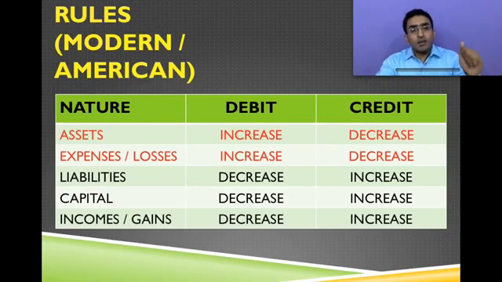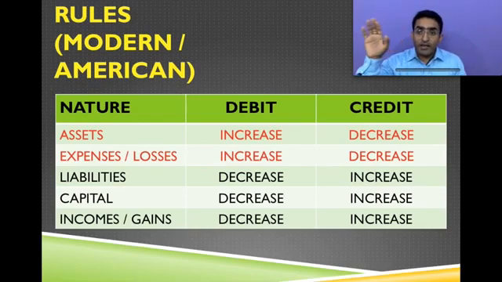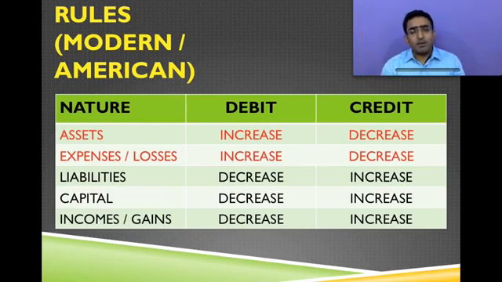How? Here it is: expenses, losses, assets and all the properties. If the value of these heads is increasing, we debit them. If they decrease, we credit them. On the other hand, if we talk about liabilities, capital, income, gain: if they increase, we credit them. If they decrease, we debit them. It's a very simple approach but very effective.